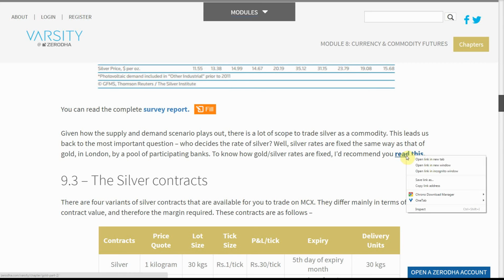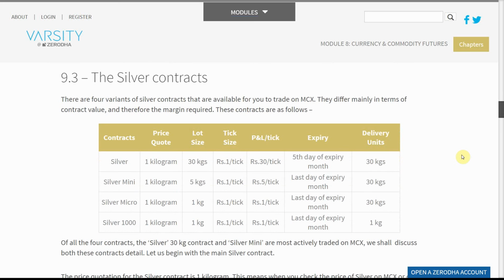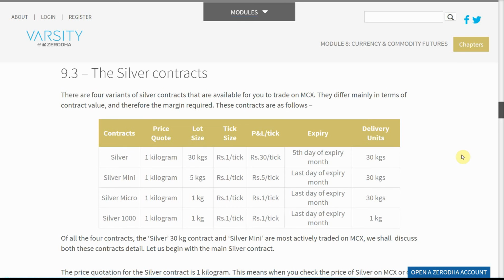9.3 The Silver Contracts. There are 4 variants of silver contracts that are available for you to trade on MCX. They differ mainly in terms of contract value, and therefore the margin required. These contracts are as follows. Contracts, price quote, lot size, tick size, P&L per tick, expiry, delivery units.